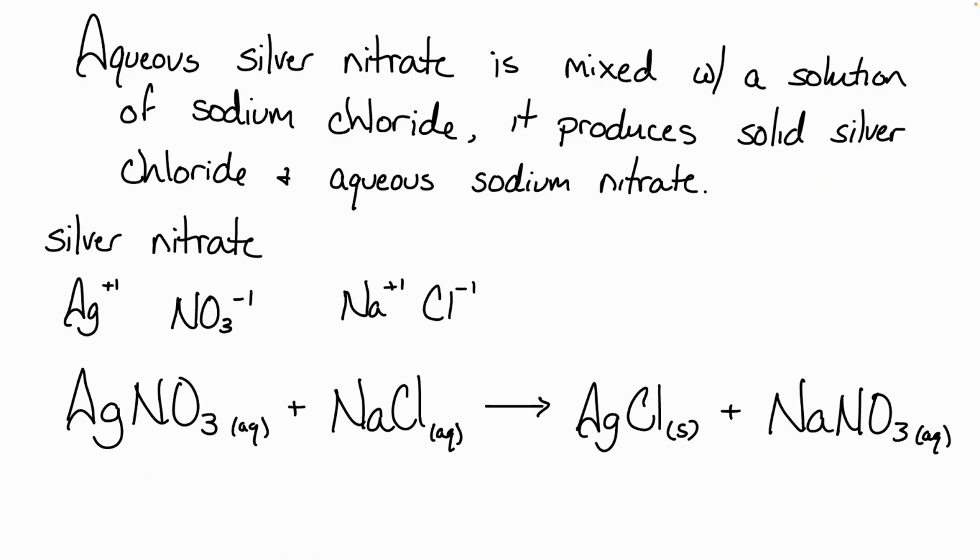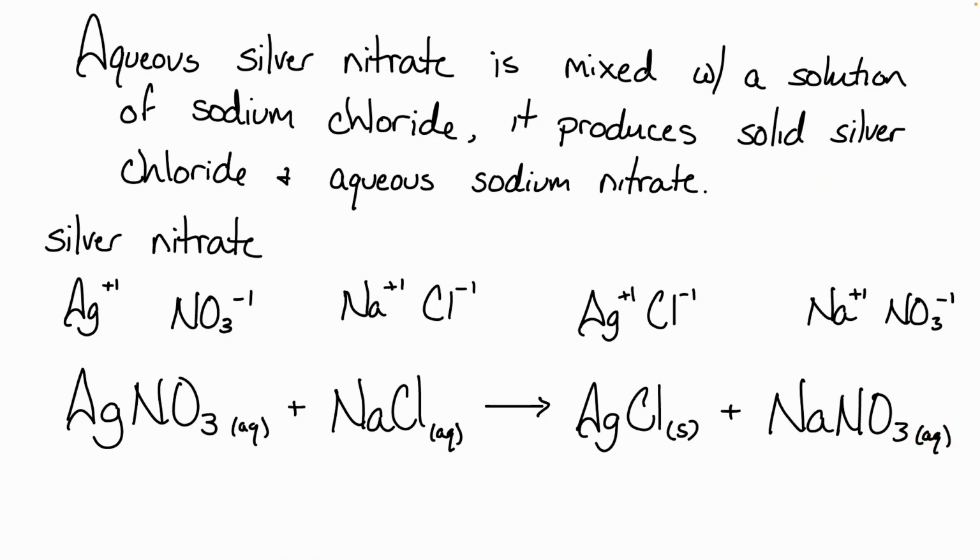This produces solid silver chloride. So now I have my silver ion and my chloride ion. When I pair those together, I get AgCl. And again, my problem told me that this was a solid that was produced here. And then I'm also left with aqueous sodium nitrate, right? So my Na+ and NO3 -1, right? Pair those up, I would get NaNO3. And again, it told me it was aqueous sodium nitrate, so that's why I have that AQ designation.